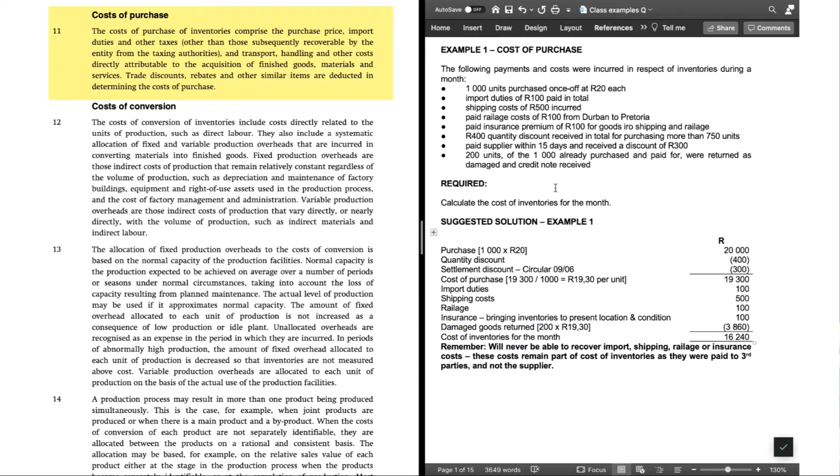Now, something else I just want to show you is there are different ways of calculating it. Two mainly that you could play around with.